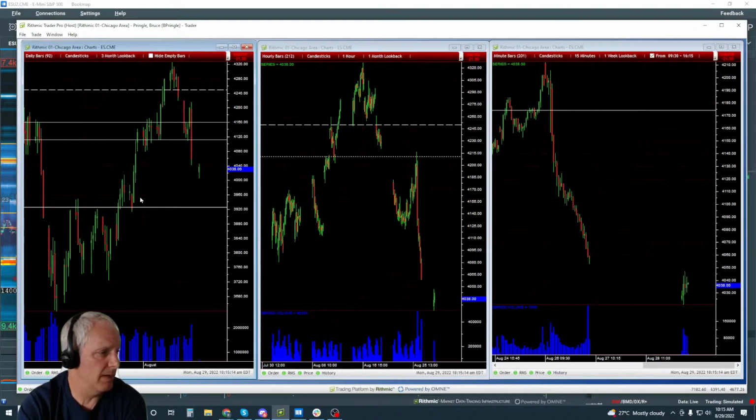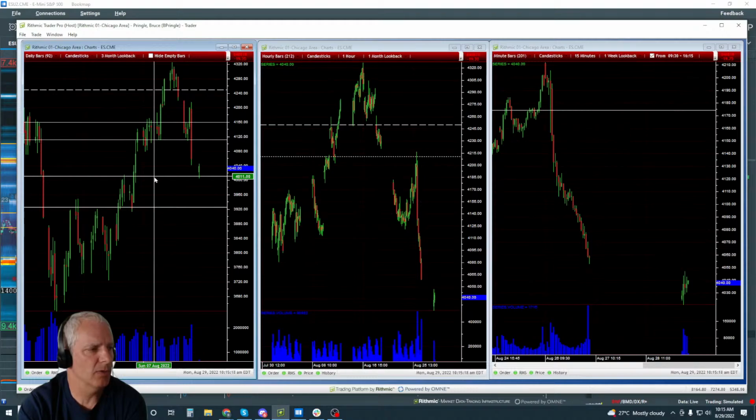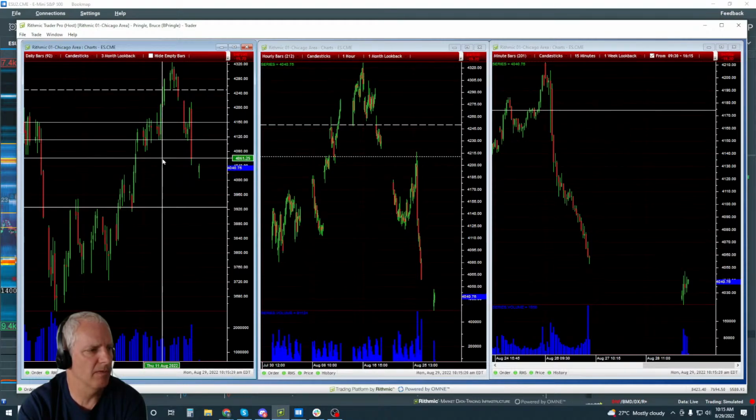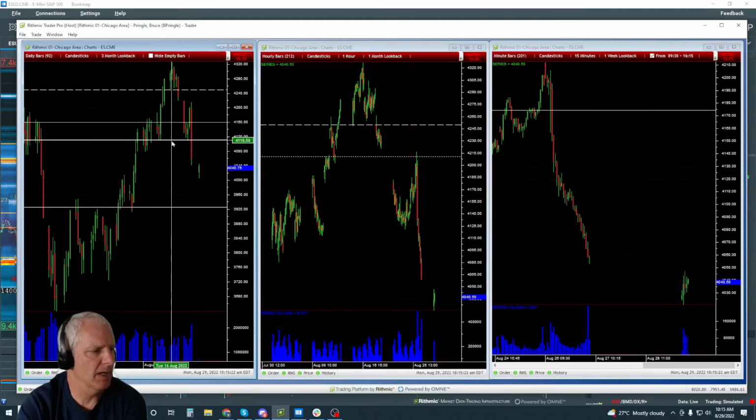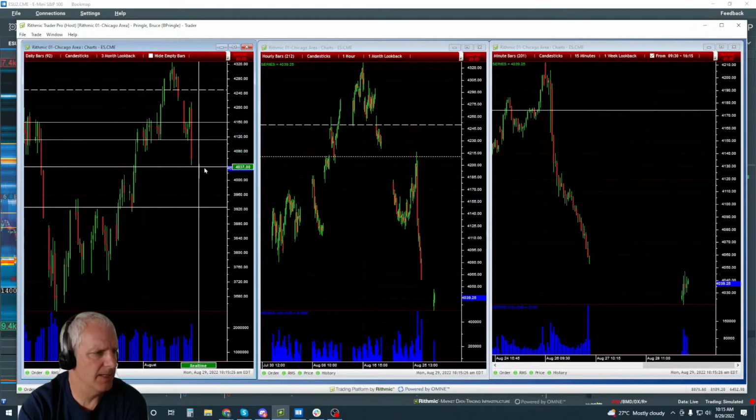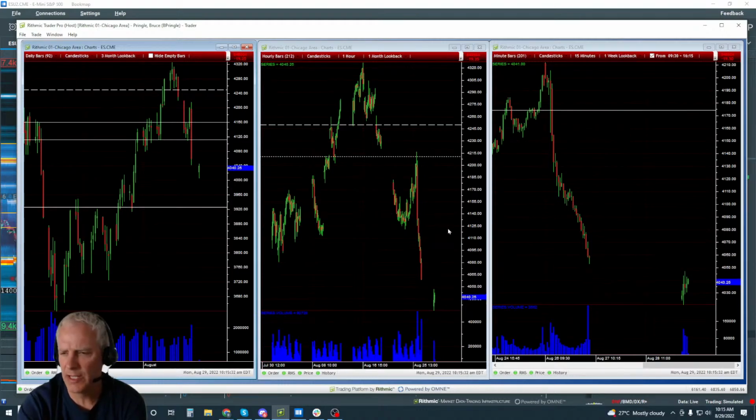That would be where I would look for some buyers to start to come in. It's possible here as well to at least come up and fill the gap, maybe even come up and test this 4110 area. But not seeing much here on the daily. What about the hourly here in the middle?